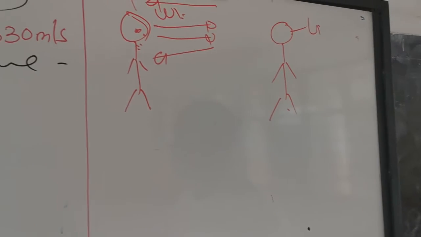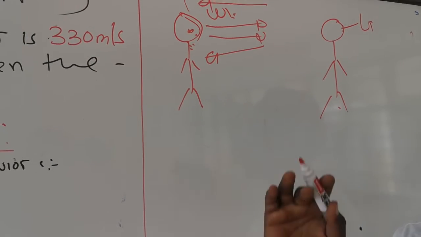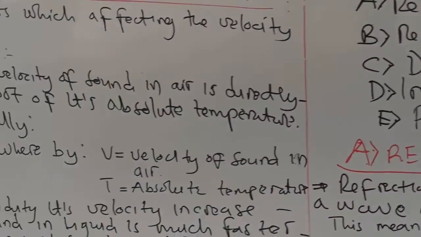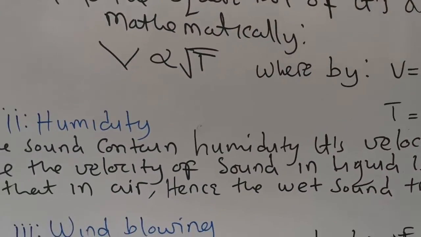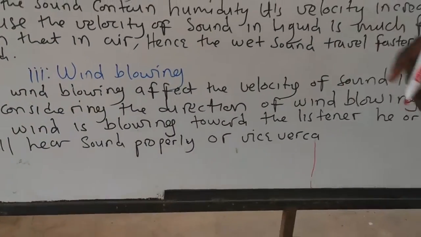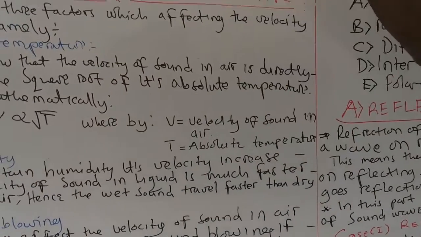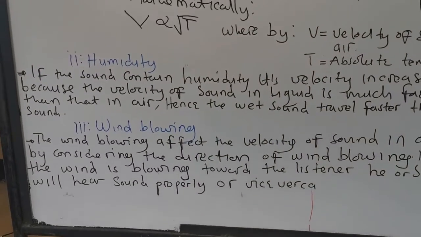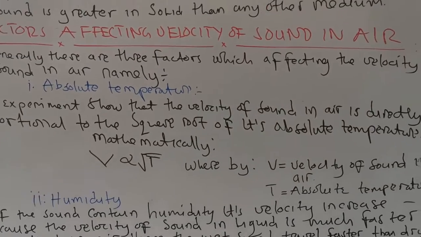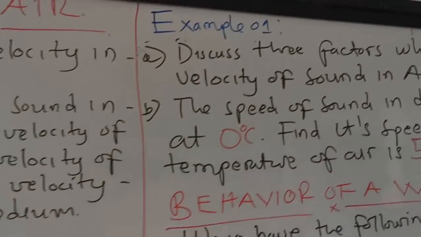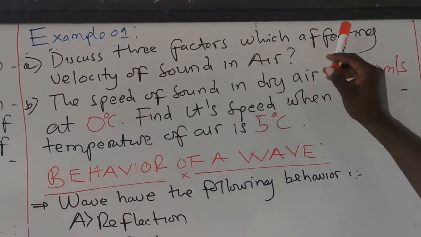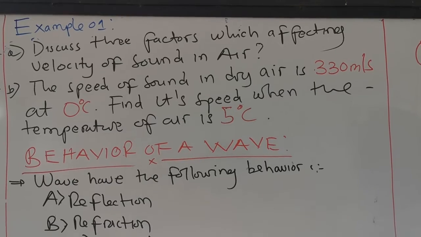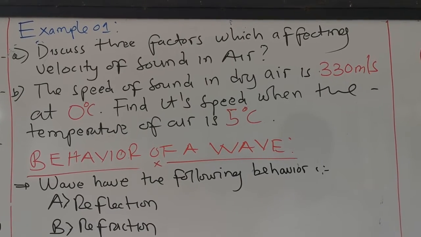Ndio maana tunasema always the sound travels in the direction of wind blowing. Mahali ambapo upepo unaelekea ndio sauti inasikika kwa usikivu zaidi kuliko mahali ambapo upepo hauelekei. Kwa hiyo mwanafunzi wangu, hizo ndio factor tatu ambazo zina affect velocity of sound in air, na unaweza ukaulizwa katika mtihani wako kama ambavyo tunaona katika mfano namba 1. Discuss 3 factors which are affecting velocity of sound in air. Majibu yake ni kama ambavyo tumetoka kuelezea hapo nyuma.